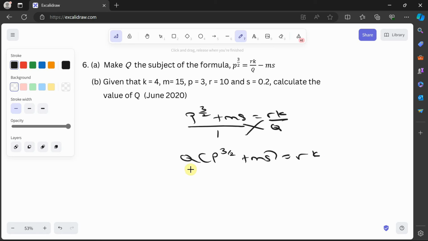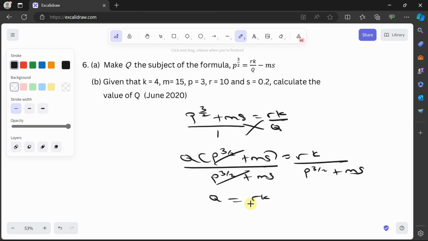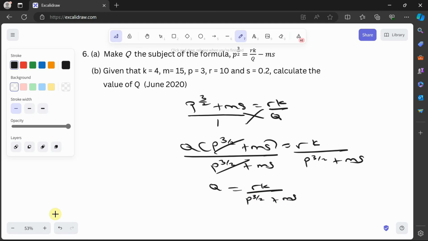Because I want to make use of the formula, I can divide both sides by p raised to the power of 3 over 2 plus ms. So all over p raised to the power of 3 over 2 plus ms. So our q, this will cancel this, is just rk all over p raised to the power of 3 over 2 plus ms. So now it told us that if k is equal to 4, m is equal to 15, p is equal to 3, r is equal to 10, s is equal to 0.2, we should find q.